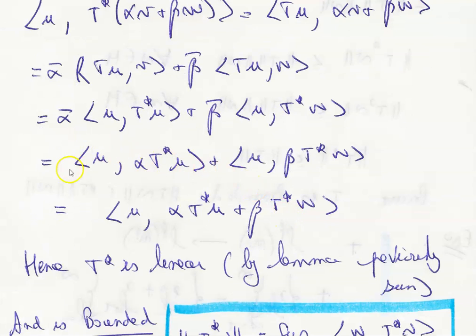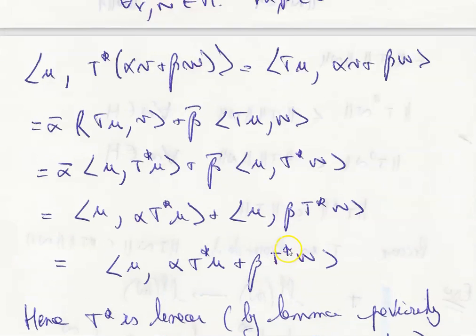So now it's very simple. We have two inner products, and we add them: the inner product of U and alpha T star V, adding the inner product of U with beta T star W. By using the linearity of the inner product, this is nothing less than the inner product between U and alpha T star V plus beta T star W.